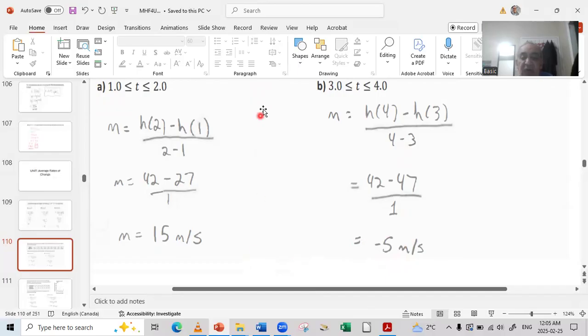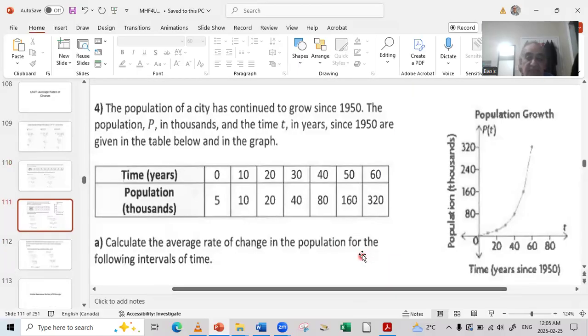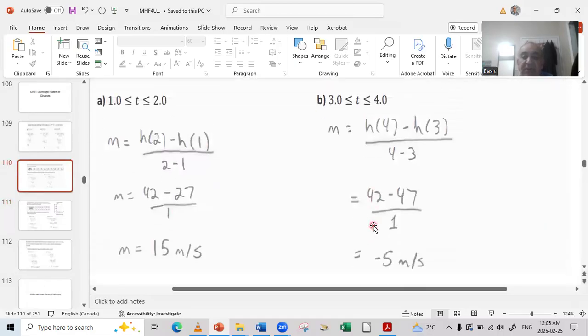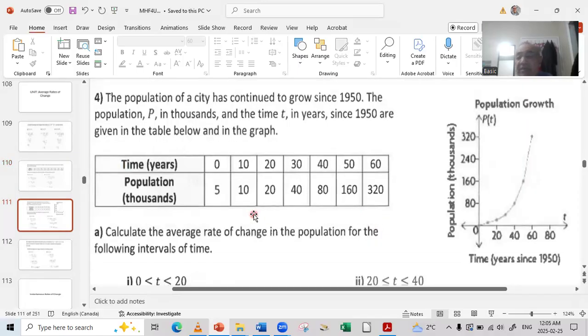This is not going up. This is going down because it's minus. I will do all these examples right now on the board in front of you, but I just want you to see it with me first, then we will do it on the board right away.